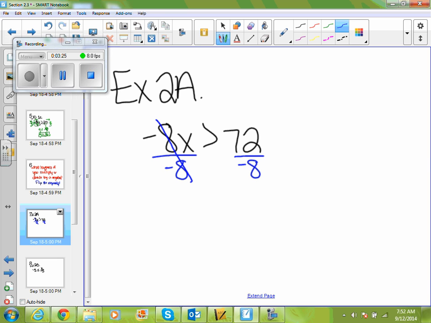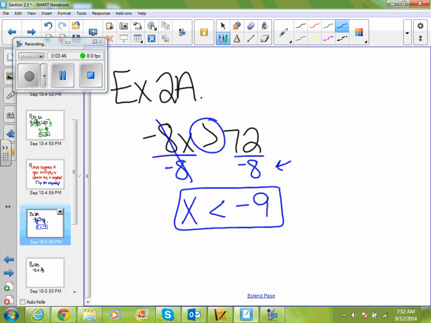The negative 8's cancel. I bring down my x. 72 divided by negative 8 is negative 9. The only thing we have to remember is that since we divided by a negative, we have to flip our inequality symbol. So instead of being greater than, it flips to be less than. So x is less than negative 9.